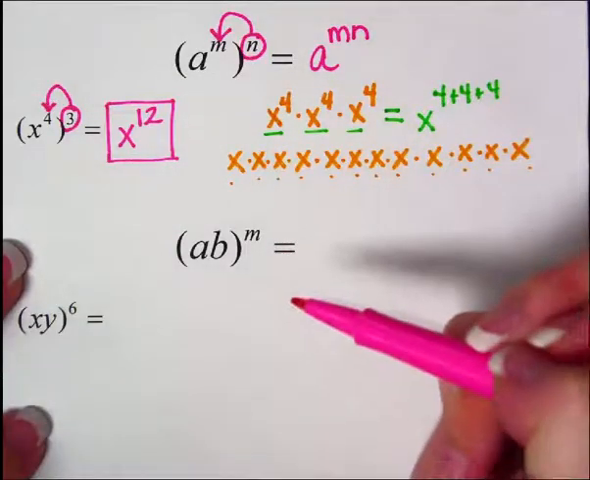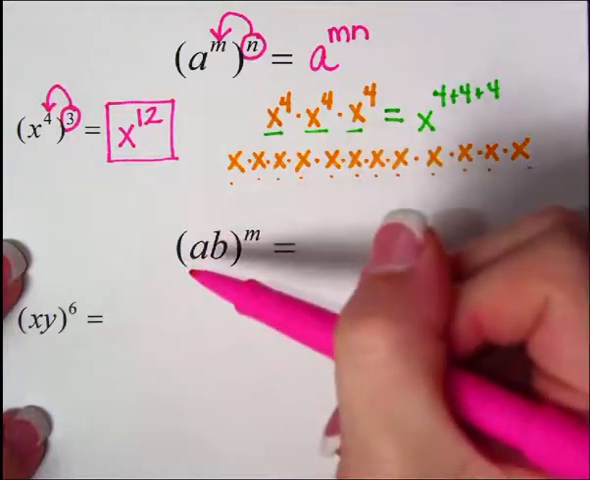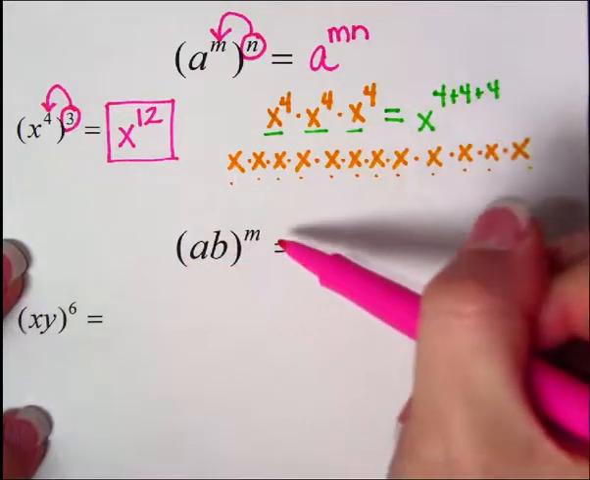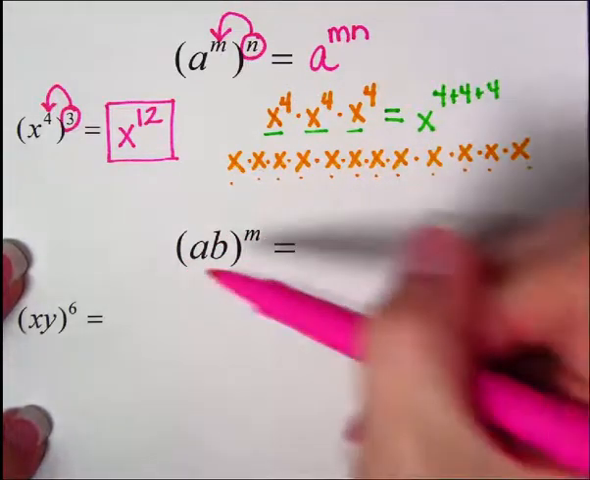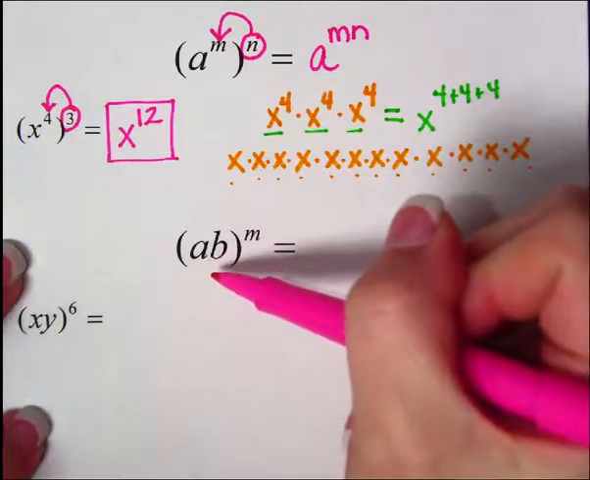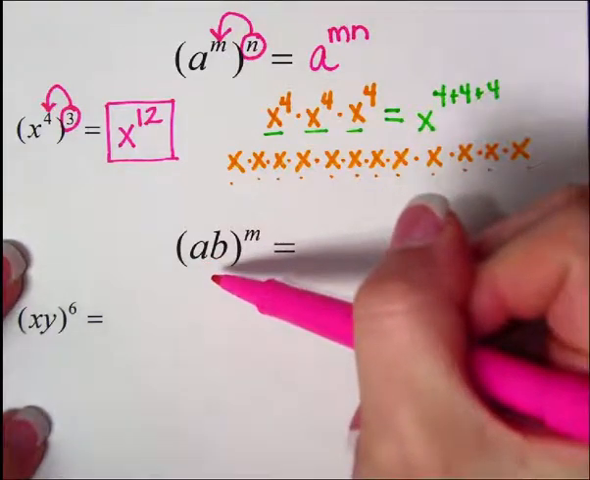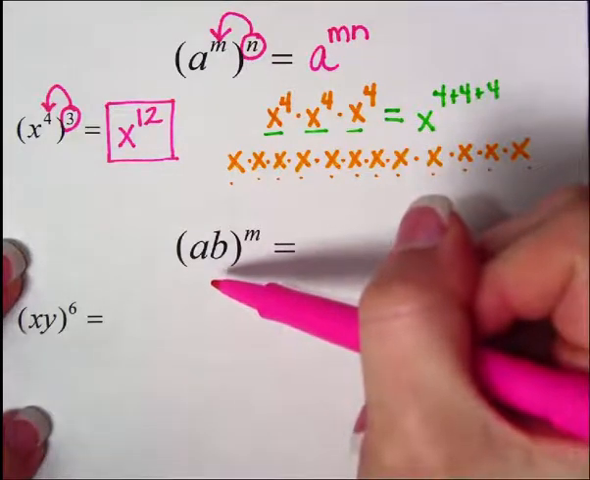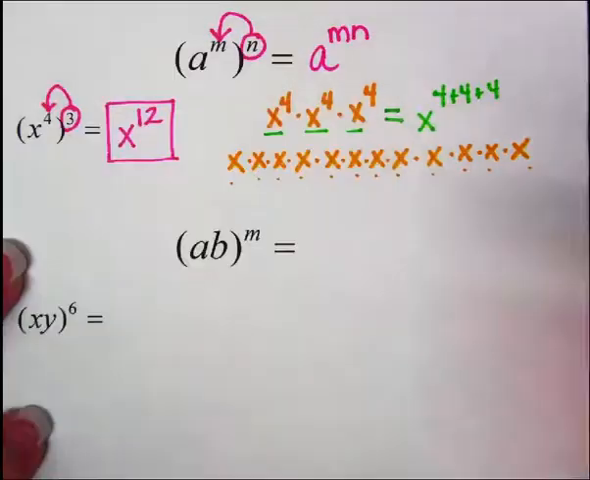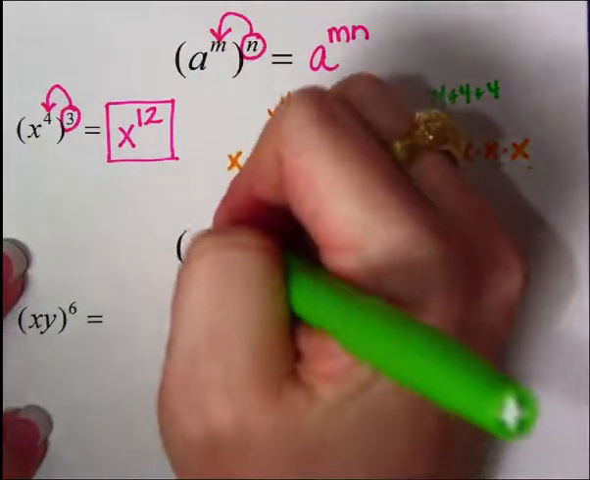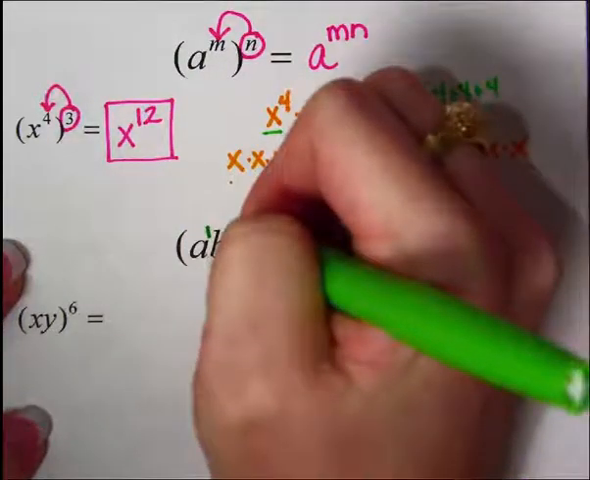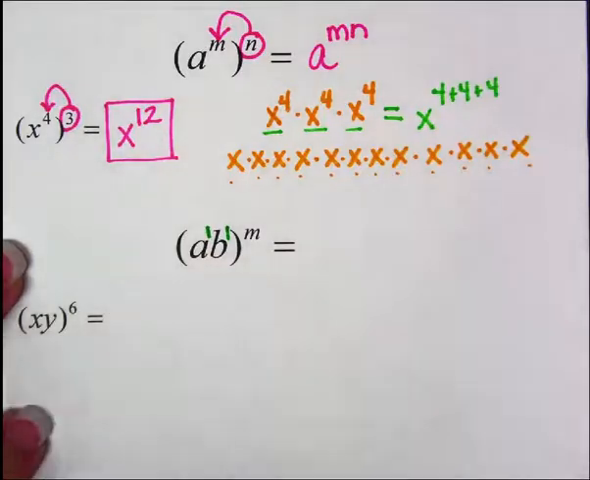The last example that we're going to look at is what do you do when you have multiple things being raised to a power. Remember that if you do not see an exponent attached to your variable or to your term, then it is understood to be a 1. So I am going to come in here and say that this is the same thing as a to the 1st power and b to the 1st power.